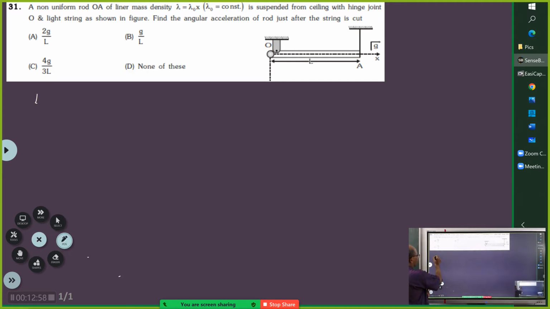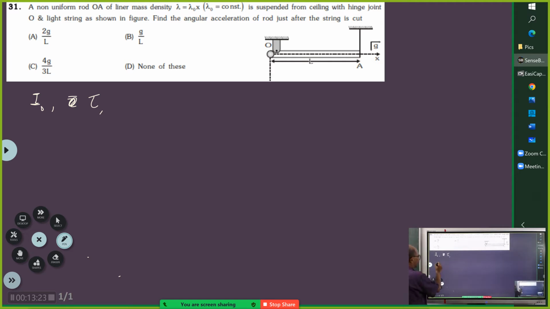Then what will you find? First you will find the moment of inertia about O. Okay. Then what will you do? Sir, then find the torque due to gravity. Then you have to find the summation, the total net torque. And then you have to divide torque by moment of inertia.